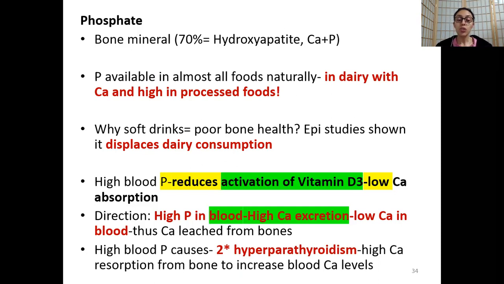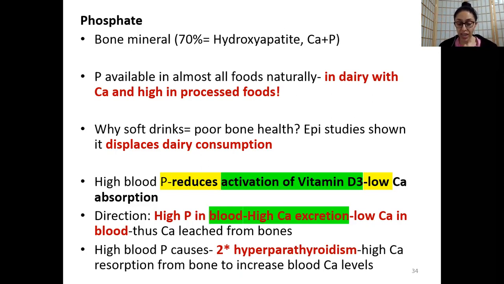The other thing is that when you have a very, very high level of phosphorus, this will increase your calcium excretion in the urine. You know how it was opposite, I showed you in that diagram. Similarly, when you have high phosphorus, then you have high calcium excretion in the urine. So again, what will happen? You will have a low blood calcium level.